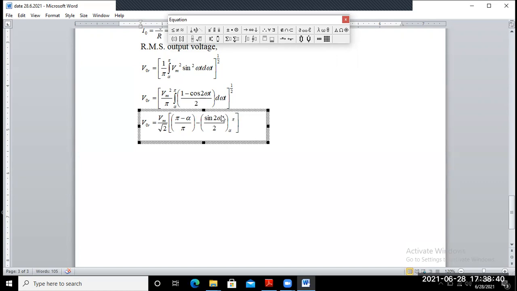And you put this value, that means the sine term is 0 minus sine 2 alpha, minus sine 2 alpha. So this one we can put here directly, minus sine 2 alpha, whole to the power 1 by 2. Okay, so 1 by 2.